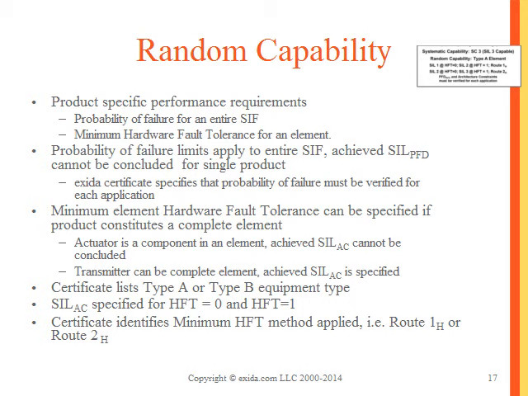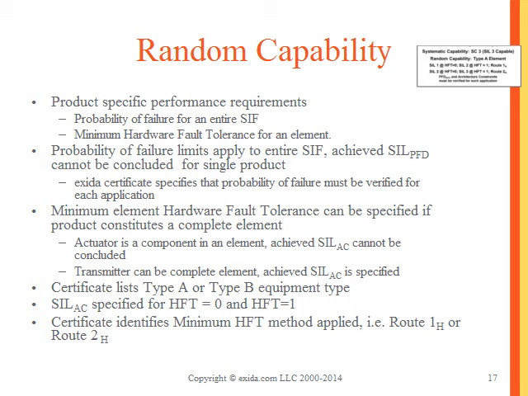So for example, if you have a Type B equipment with a safe failure fraction of 60 to 90%, you will be able to use that in a SIL 1 application if you have no redundancy, and a SIL 2 application if you have one level of redundancy, one level of hardware fault tolerance. So that's the Route 1H.